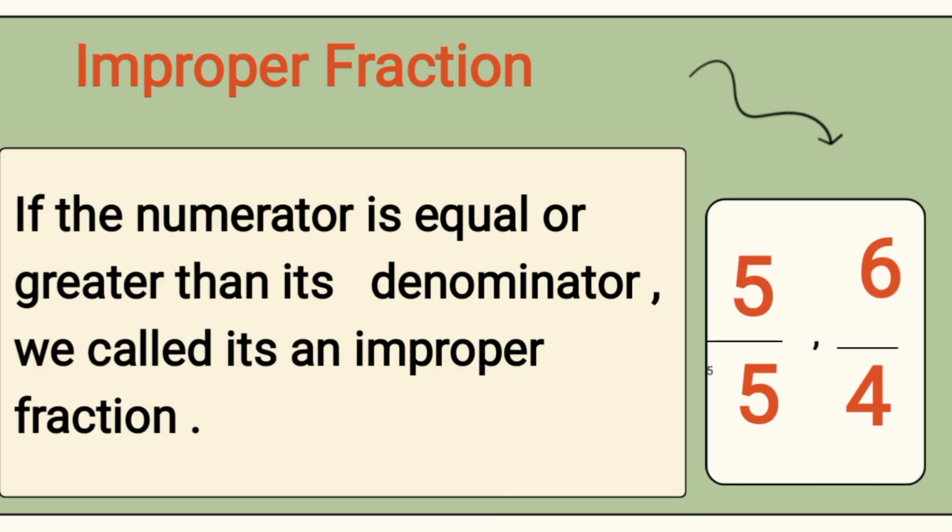Now improper fraction: if the numerator is equal to or greater than its denominator, we call it an improper fraction. So basically in 5 and 5, our numerator is equal to our denominator, and in the second value our numerator is greater than our denominator. This condition shows an improper fraction.